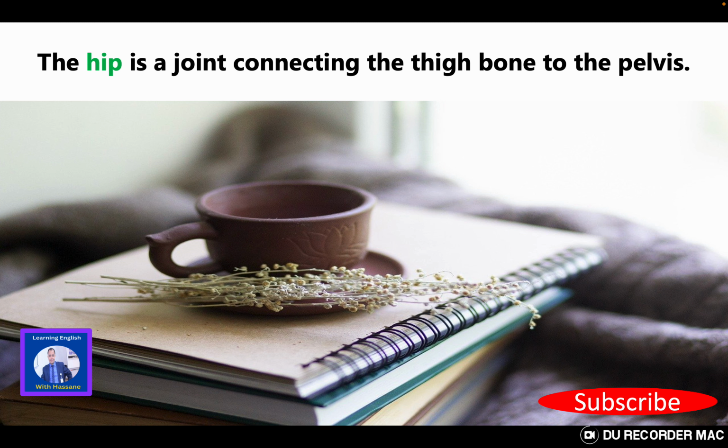The hip is a joint connecting the thigh bone to the pelvis. I am going to make it very easy for you to understand the hip. The hip is where you put the belt. The belt, we put it around the hip. To put it very simply, the hip is a joint that connects the thigh bone with the pelvis.